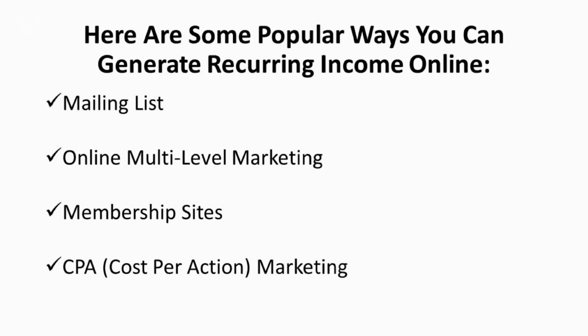Cost per action marketing. This is also known as CPA, which stands for cost per action. And this is an online advertising pricing model where the advertiser pays for each specified action. For example, an impression, a click, or a submission of certain forms.